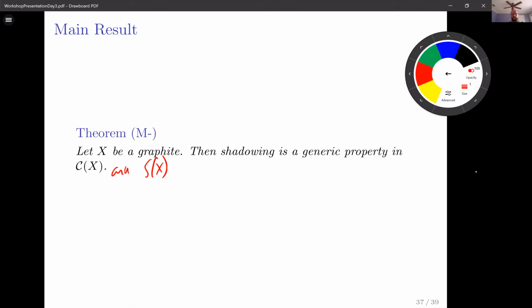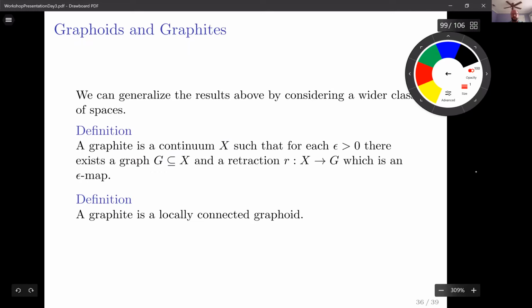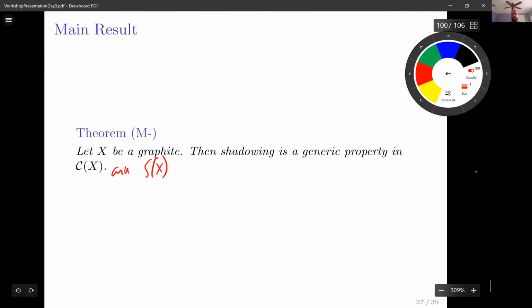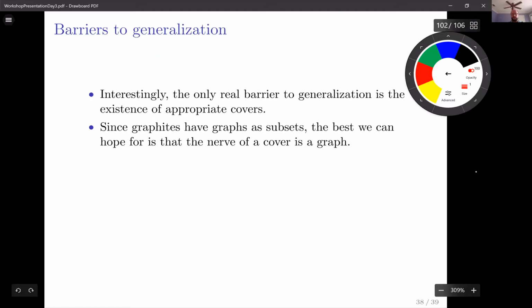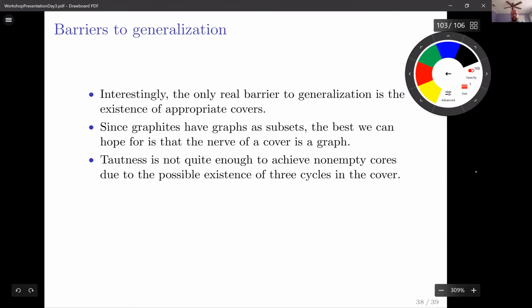In the outlined proof, we did use unique arcwise connectedness, but we could reflavor it in terms of these retractions without too much difficulty. The real difference and the real catch here is that the existence of nice covers is a significantly deeper and more difficult question to address here. And it's really the only barrier to generalizing things. Okay? Since graphites have graphs as subsets, the best we can hope for is that the nerve of the cover is a graph. Okay? And tautness is not quite enough because those cores could still be empty.